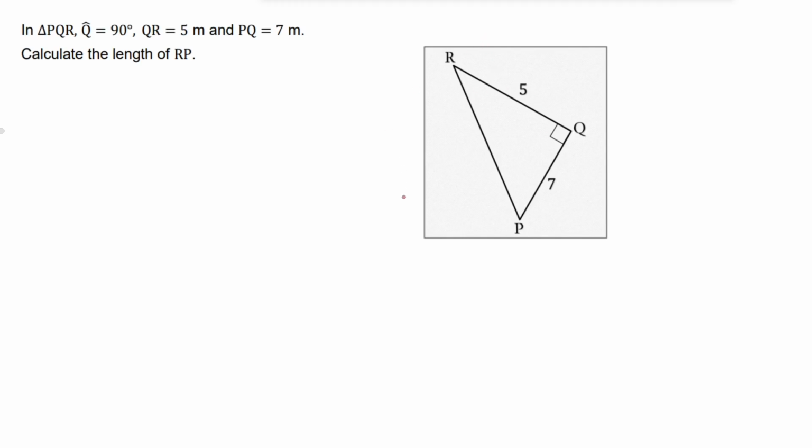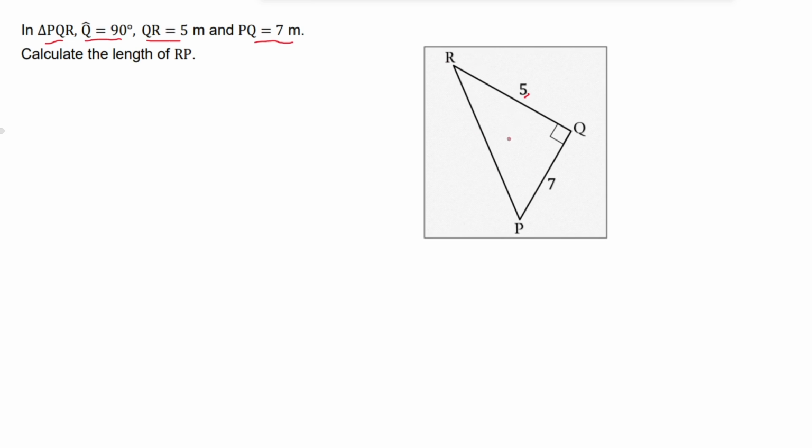Let's do example 4. In triangle PQR, angle Q is 90 degrees. We can see that. And then QR is 5 meters. PQ is 7 meters. Calculate the length of RP.